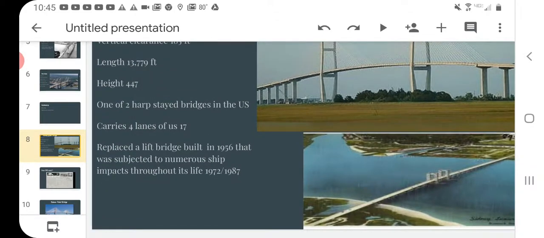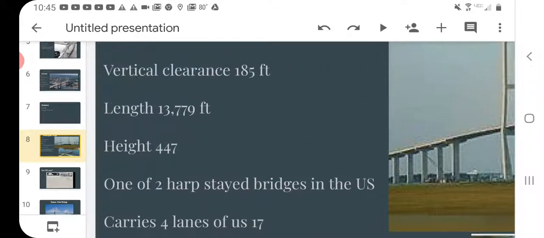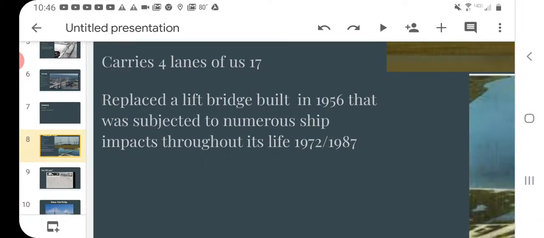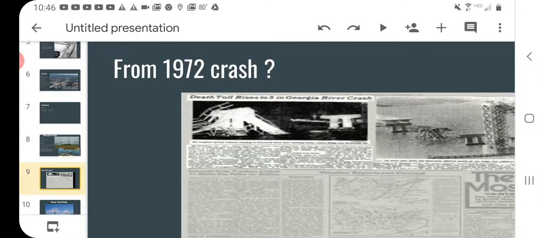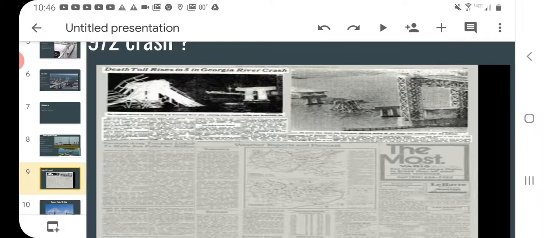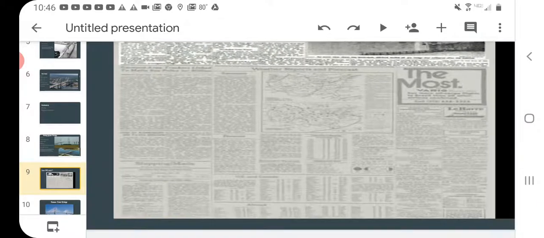And it replaced the bridge that was subjected to numerous ship impacts throughout its life, which were in 1972 and 1987. I'm guessing this is from the 1972 crash, because I don't really know. I can't really read the bigger words. One of the two killed five people, and the ship took out a lot of the bridge. It only took out that part. I'm surprised it didn't take out the part where the ship was supposed to go through.